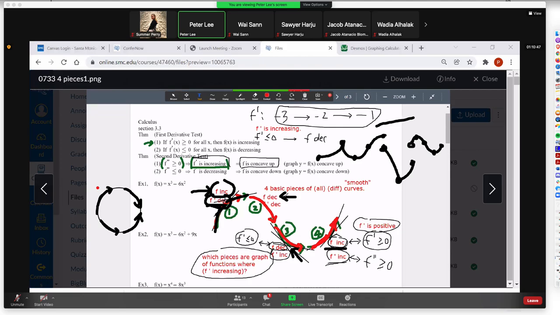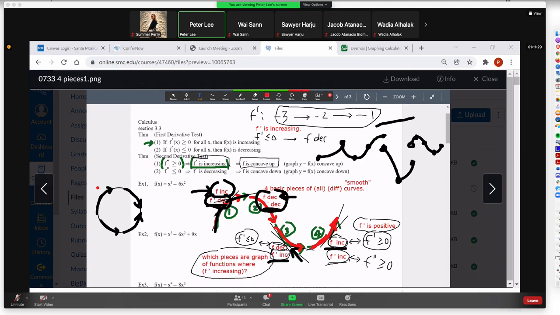Number 2 piece, f is decreasing, but f prime is also decreasing. So when f is decreasing and f prime is decreasing, that means it's like piece number 2. And if you look at number 3, f is decreasing, but then f prime is increasing. Why is that? I'm going to show you this on a graphing website. So for 3, f is decreasing, f prime is increasing. And then, what is this f here?